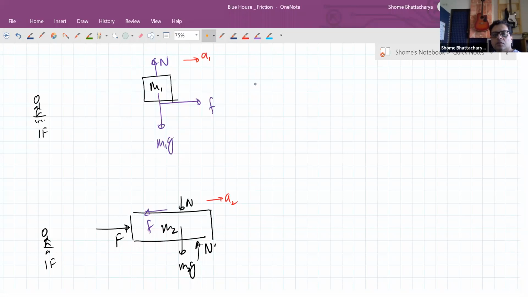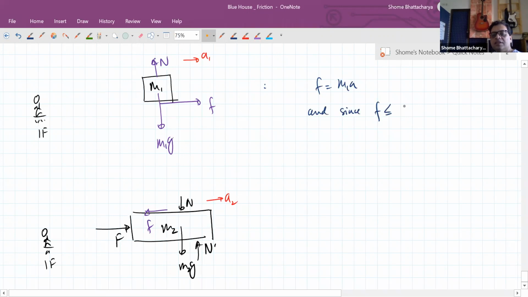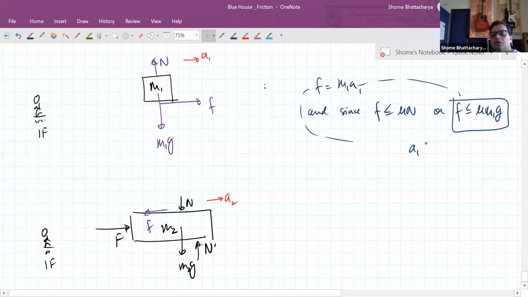So for this block, notice that f is equal to M1 a1. And since f has to be less than or equal to μN, or f has to be less than or equal to μM1g, put this back here and you can understand that a1 should be less than or equal to μg. That means a1 should be less than or equal to 4 meters per second square. So this tells you that no matter how much force we apply on the lower block, the upper block cannot move faster than 4 meters per second square.